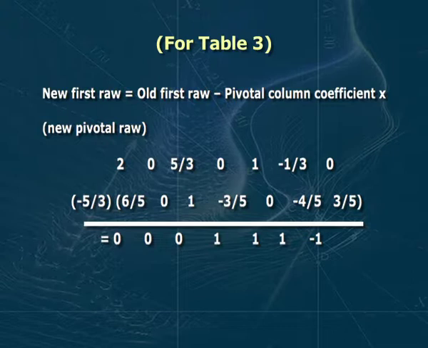Substituting the elements of the old first row, which are 2, 0, 5 by 3, 0, 1, -1 by 3 and 0, with the corresponding pivotal column coefficient 5 by 3 multiplied by a minus sign, and the elements of the new pivotal row 6 by 5, 0, 1, -3 by 5, 0, -4 by 5 and 3 by 5. On simplification, we get the elements for the new first row as 0, 0, 0, 1, 1, 1, -1.